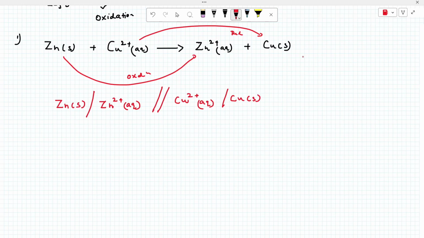What is stoichiometry? For example, I take 2 here. We don't mention this stoichiometry coefficient while writing the cell representation. First point: don't mention the stoichiometry coefficient. Second point: while writing the cell representation, we have to mention all physical states of the elements. Zinc solid, copper 2 plus aqueous, Zn 2 plus aqueous, copper solid.